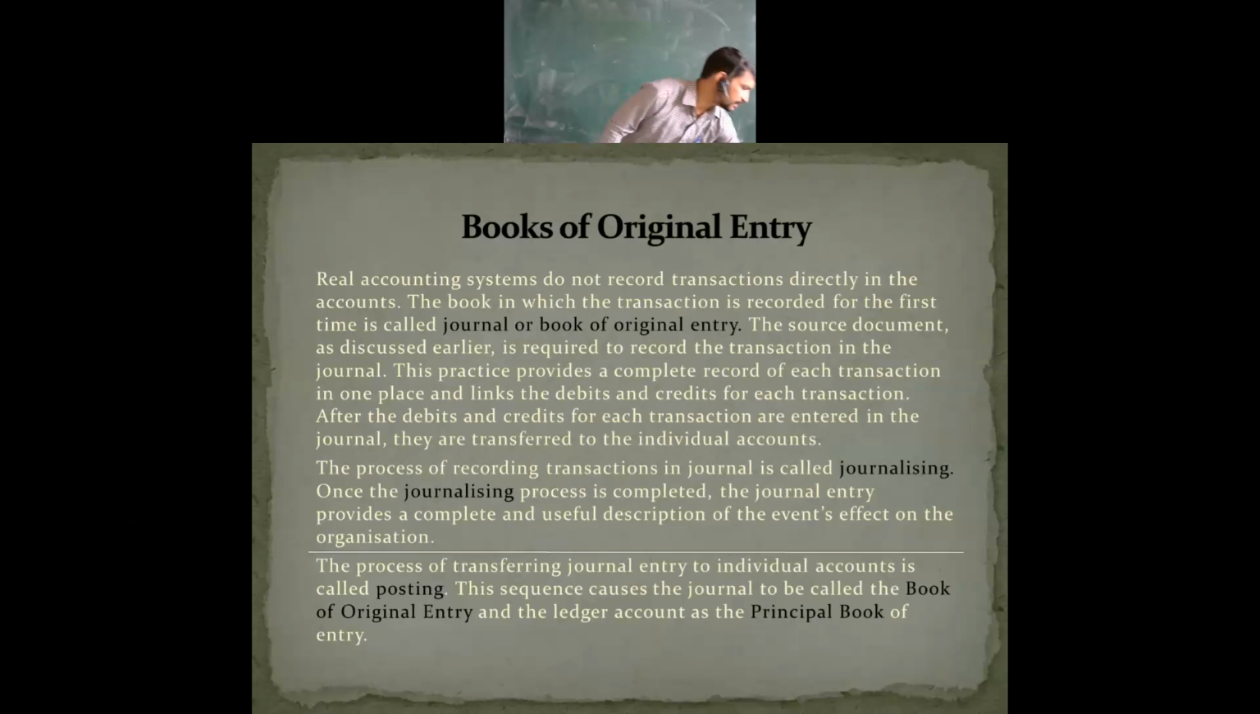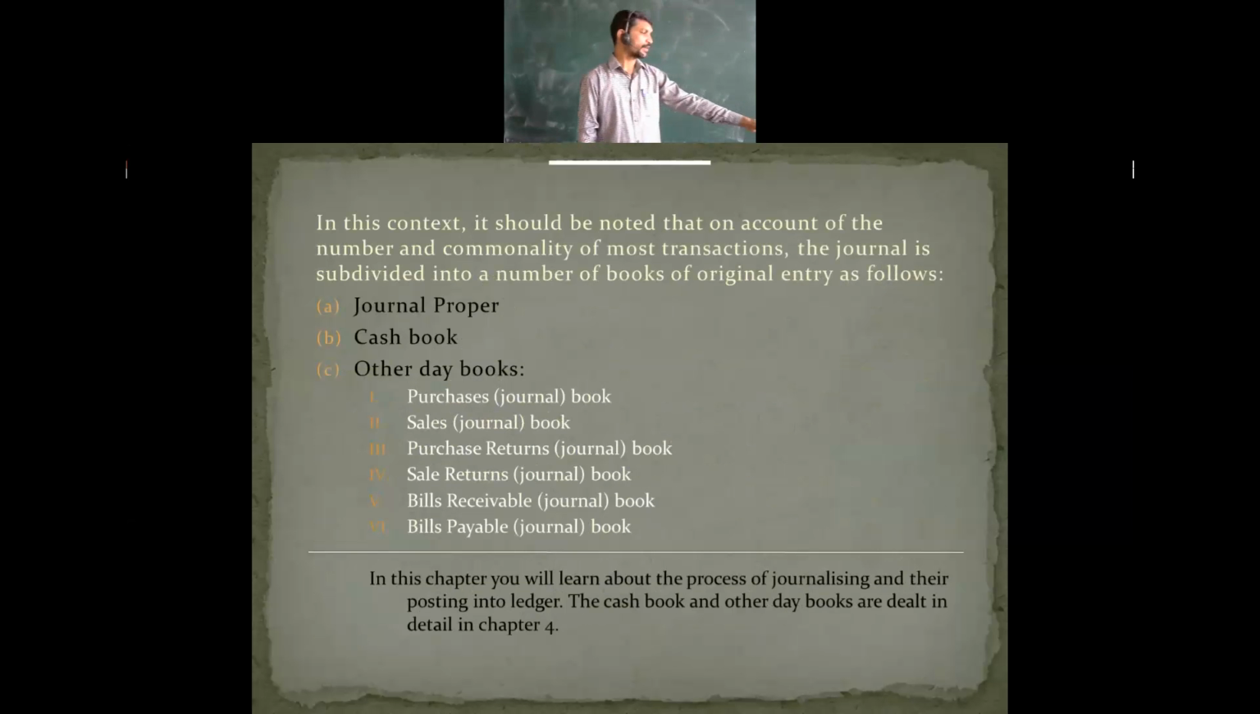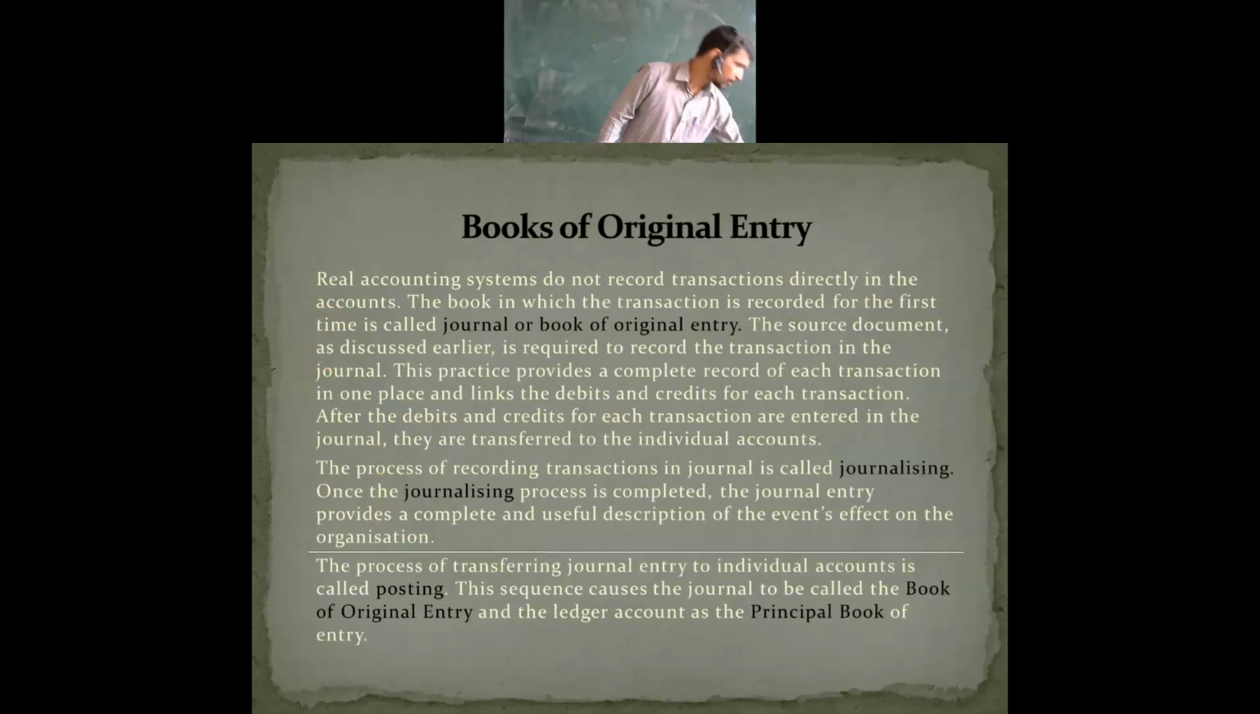In the next slide, see here. First, you are going to make a proper journal account. Then you make the cash book and other books. What you are going to see over here. Wherever you make the individual ledger accounts, in further sessions we are going to discuss about it. Now most probably what we are going to discuss here is books of original entry.